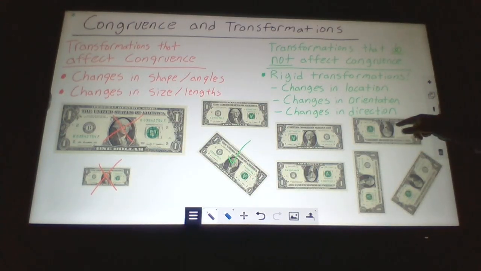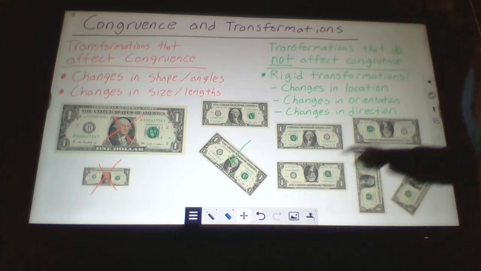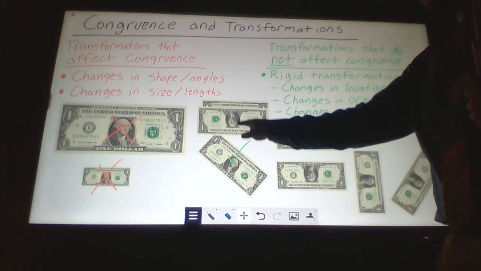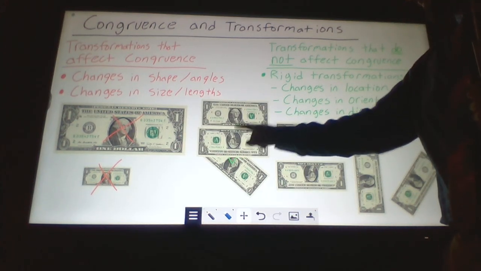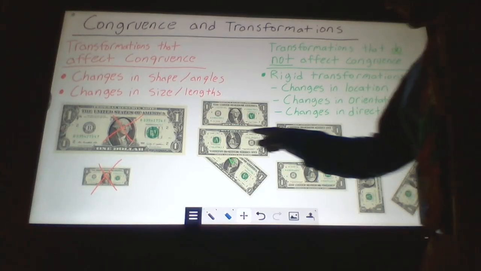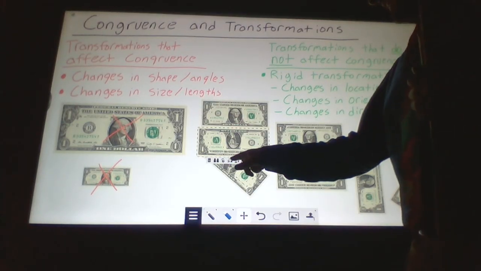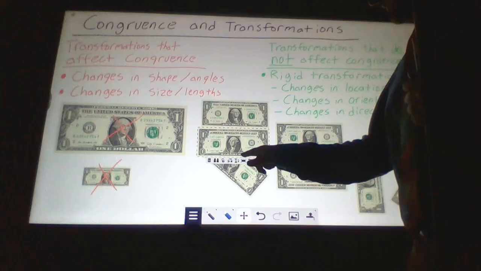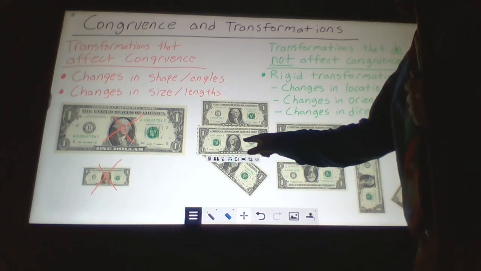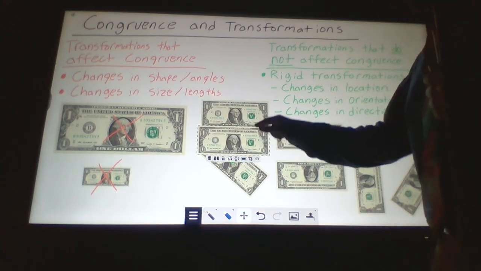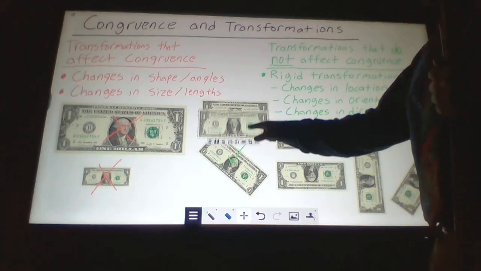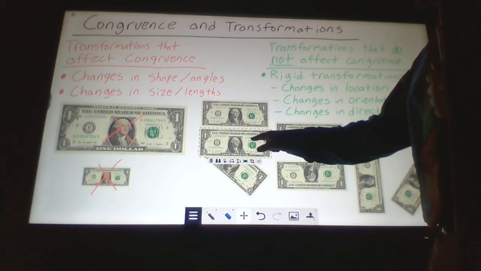We could also try this guy on for size. This one, as we can see, looks pretty different from the original, but if I flip it, no, still not there, but what if I flip it again? Now I have a copy of my dollar bill.